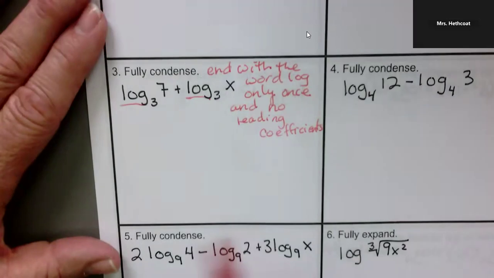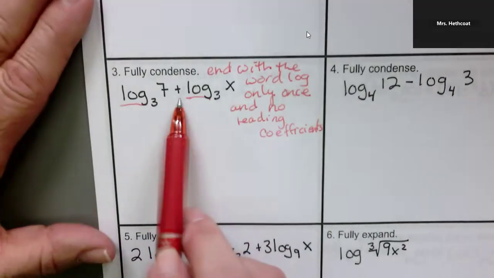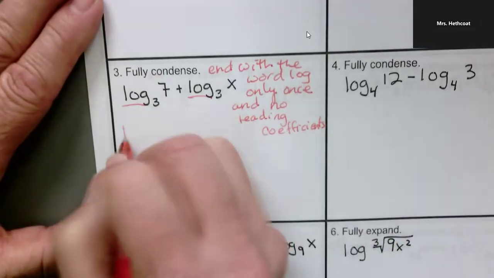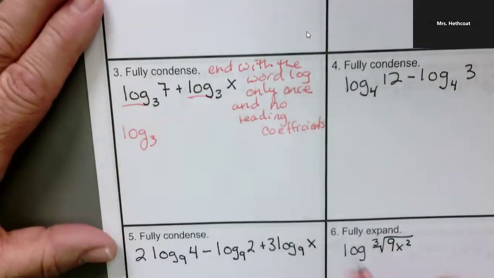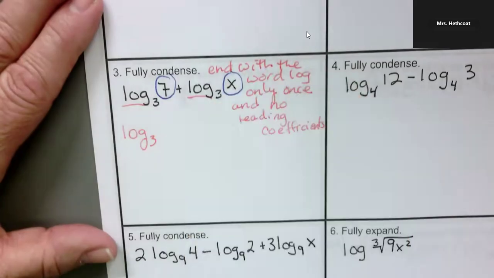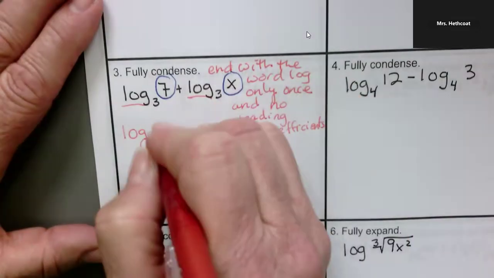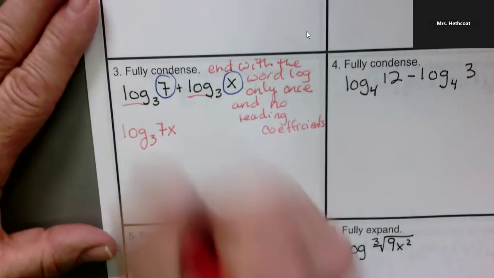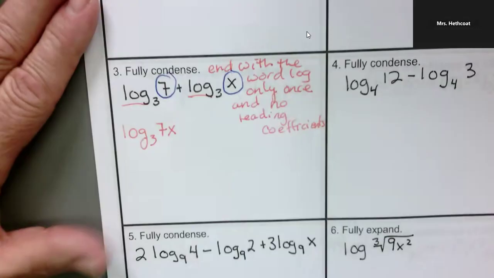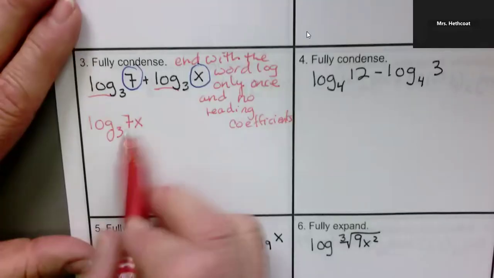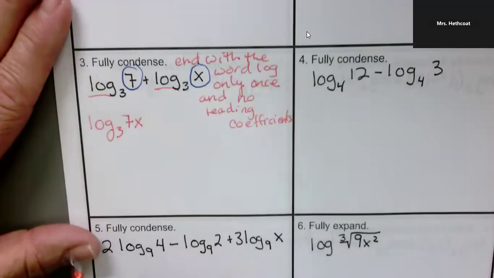In your notes, you have a property for when we add logs. When you condense them, you get to do log base 3, and then whatever is here and whatever is here ends up multiplied together. So we would get 7x, 7 times x. You might put the multiplication dot in between, but I would prefer it not, because that shows me that you understand that this would be multiplication, 7 times x.